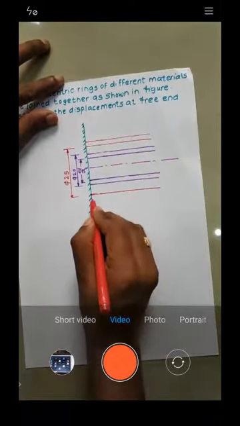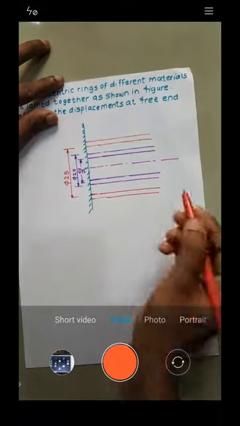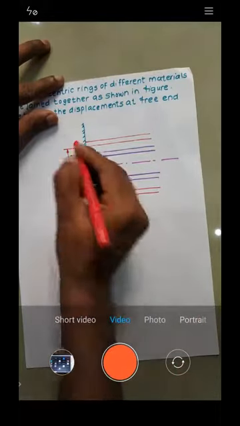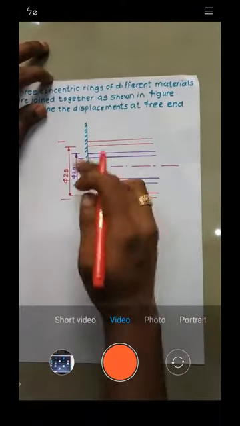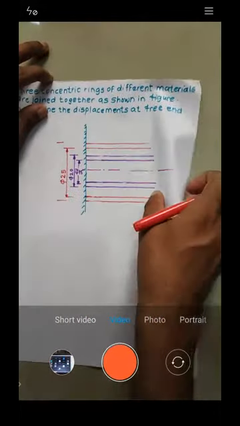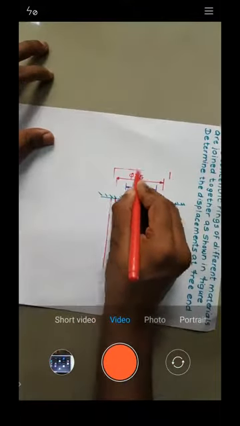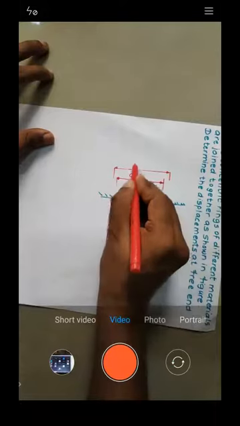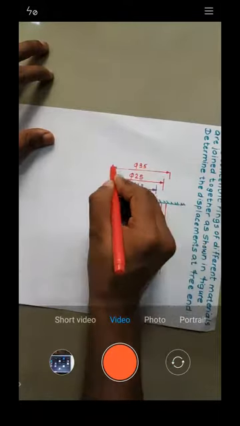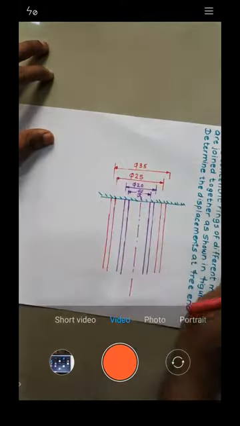Try to understand the problem. It's very simple. The thing is how you are applying your concepts. It has inner diameter phi is equal to 25 and outer diameter phi is equal to 35.